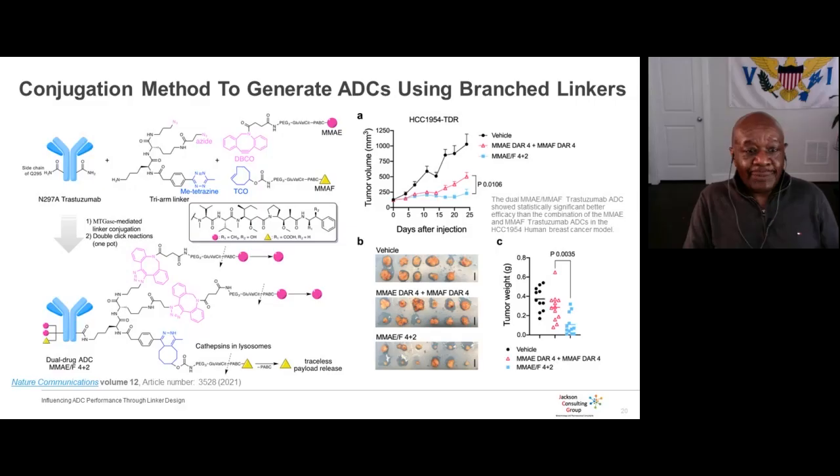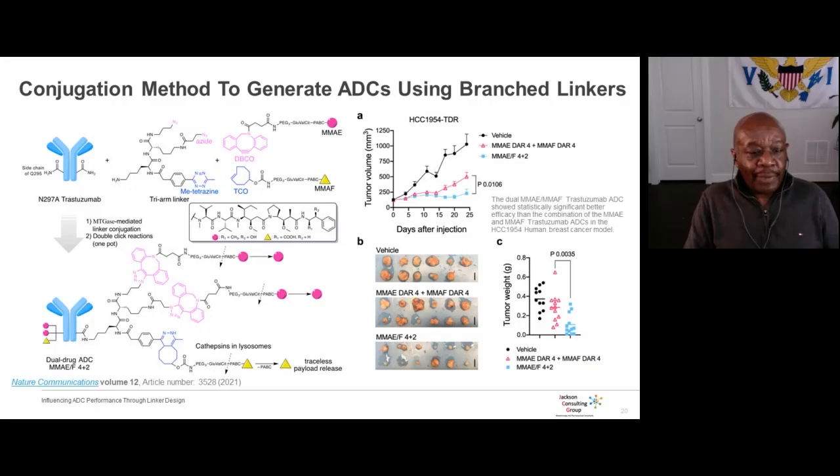Now, with regards to the last part of my presentation, when we're talking about the utility of branch linkers to facilitate the incorporation of dual payloads. With this technology, essentially what they've done is to use the MTG ACE to mediate the linker conjugation to the antibody, and they have orthogonal chemistry that they're using to incorporate MMAE and MMAF to the ADC, right?